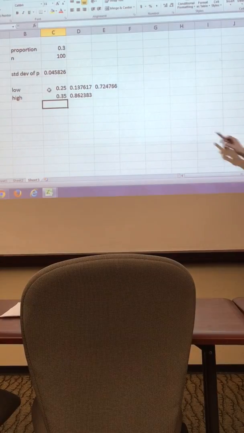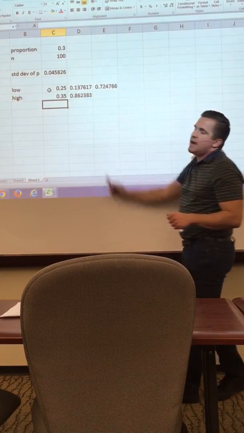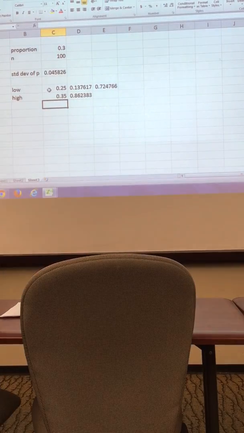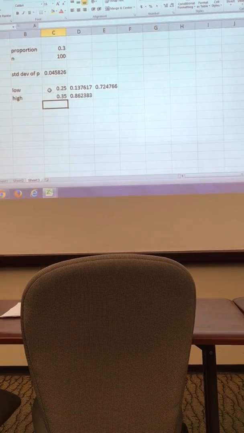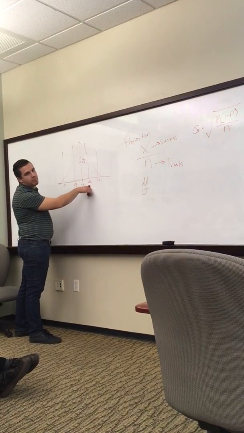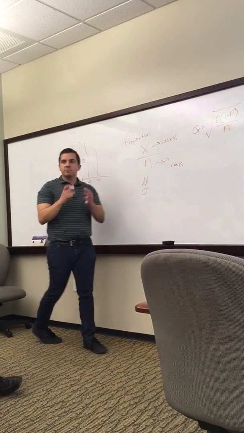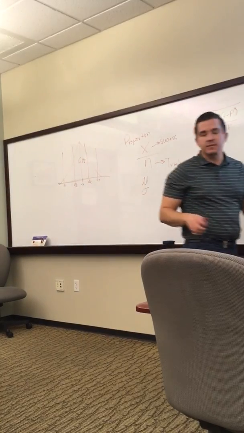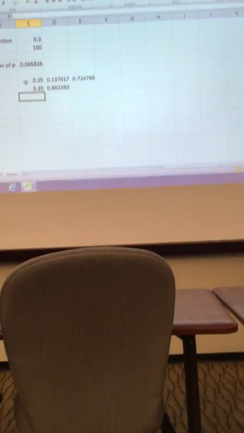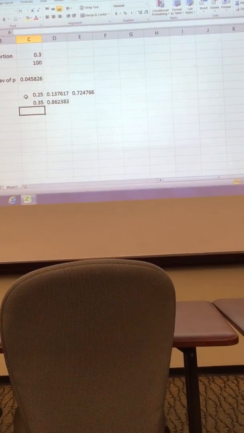So we end up here at a 72% chance, which is pretty close to 68, and at 68 we said we'd be between 0.255 and 0.345. So they're a little bit different, but they're pretty close. So our sampling distribution kind of gave us these answers before we calculated them, which helped us know they're correct.